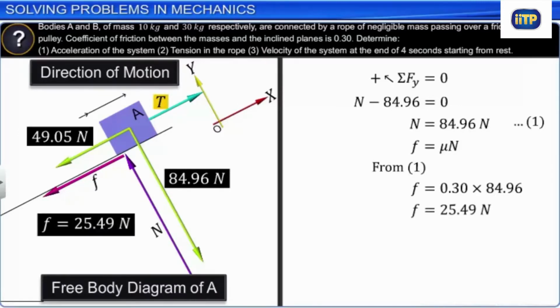As A is moving up the plane, we take the inclined plane's upward direction as positive. Using Newton's second law of motion, the net force along x direction is the product of the mass of the body A and its acceleration. Substituting values and solving, we get equation 3 as T minus 74.54 is equal to 10 times the acceleration of body A.